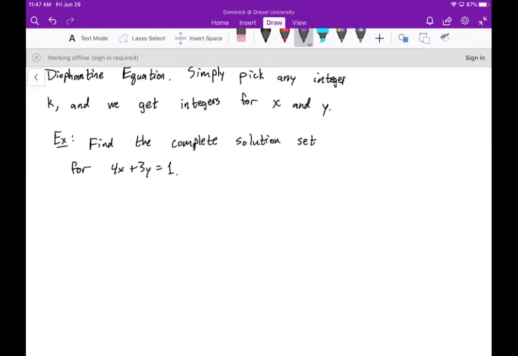Let's find the complete solution set for 4x plus 3y is equal to 1. Okay, so we want to solve for slope-intercept form, which means getting y by itself. So if we do that, we get 3y is equal to 1 minus 4x. And if we divide by 3, we get y is equal to 1 over 3 minus 4 over 3 x.